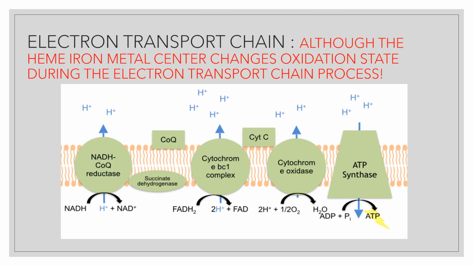In the electron transport chain, the heme iron metal center changes oxidation state during the process. Here the oxidation and the reduction take place, leading to the synthesis of ATP. You can see the role of cytochrome C in the electron transport chain.